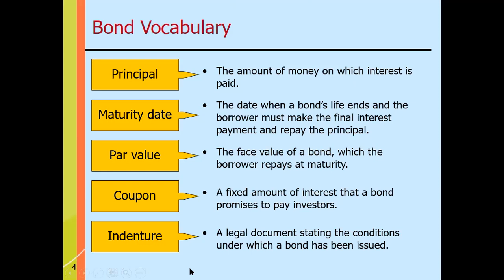Coupon is also known as the nominal rate. So this is the fixed amount of interest that a bond promises to pay investors. Although again, the effective rate would be different from the coupon because the effective rate would not be equal to the nominal rate. Bond indenture, or indenture, is the agreement, a legal document stating the conditions, the covenants under which a bond has been issued.